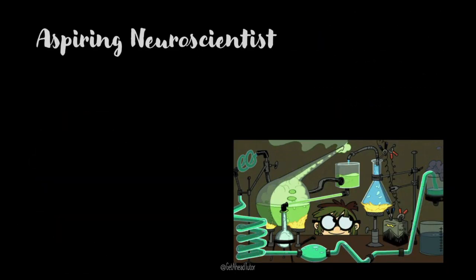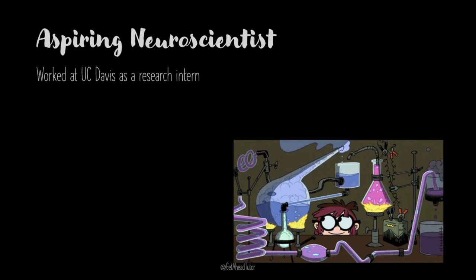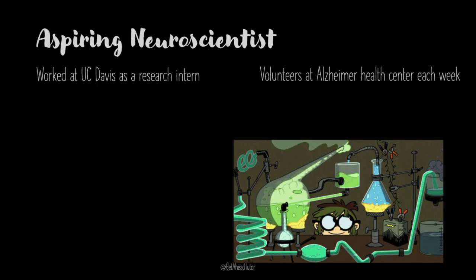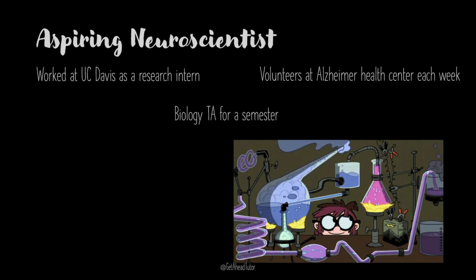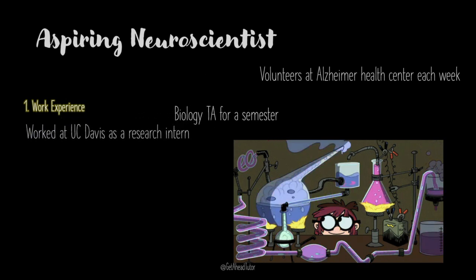Our second persona is an aspiring neuroscientist. She spent 2 summers working as a research intern at a UC Davis research lab. Additionally, she volunteers at an Alzheimer's health center for 6 hours a week and was a biology TA for 1 semester 2 years ago. This person should list her work experience first as it directly correlates to her interest in being a neuroscientist.